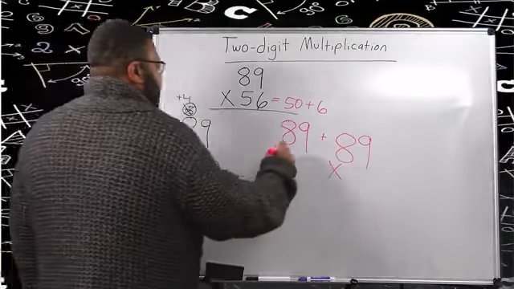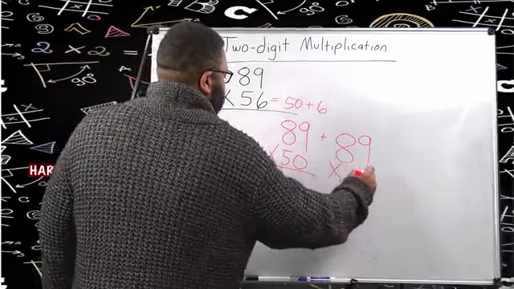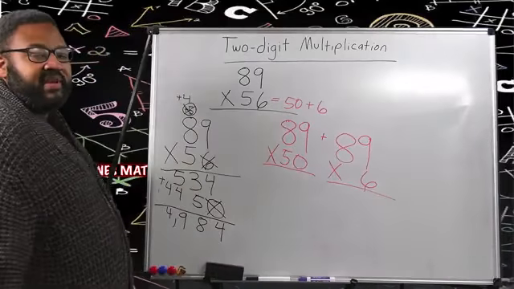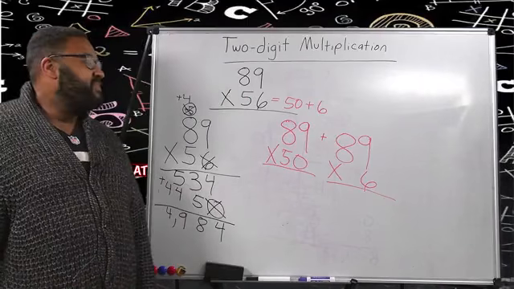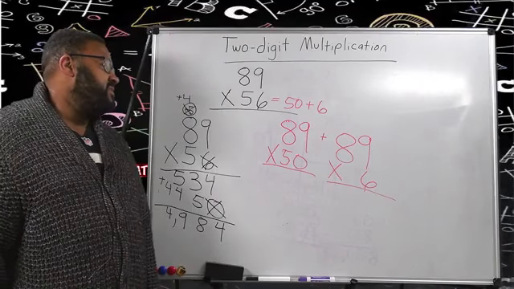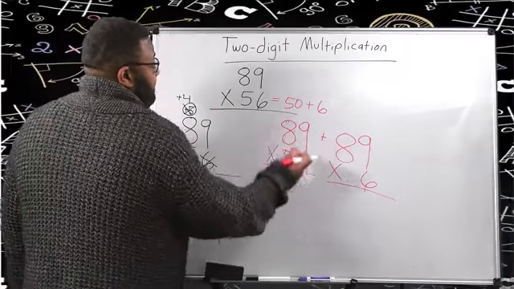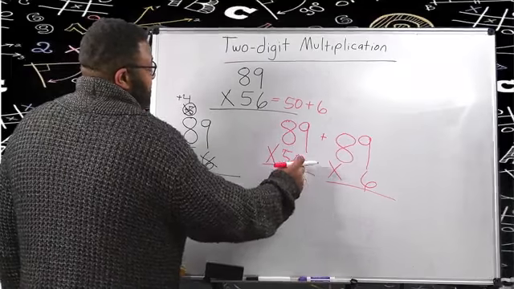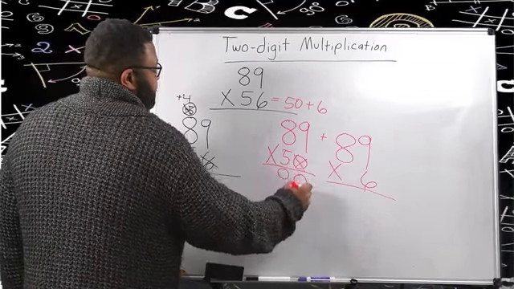Here we're going to put 50. And here we're going to put 6. All I did was split my place values up. All right, here we go. Up and over, up and over, up and over. 0 times 9 is 0. 0 times 8 is also 0. I put a placeholder here.